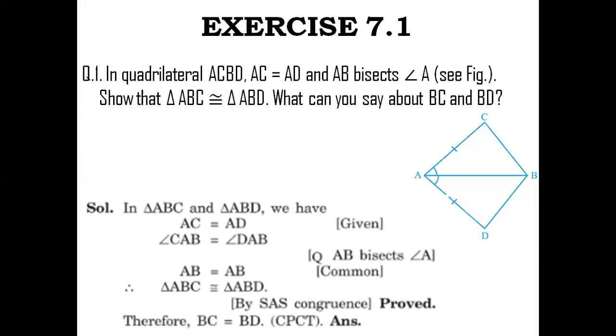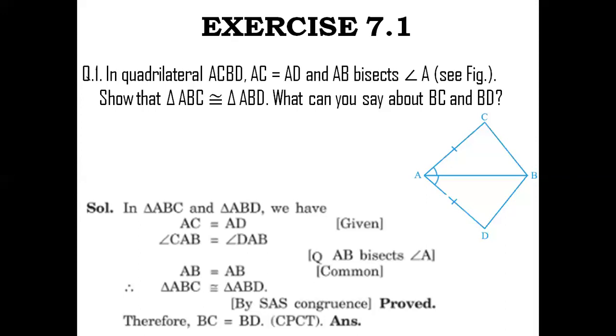Now, if triangle ABC is congruent to triangle ABD, I can also conclude that the corresponding parts are equal. Now, what have been asked to say about in the question? Say about BC and BD. Now, if you could see, I have written triangle ABC is congruent to triangle ABD. In that triangle, I can say that BC of triangle ABC is equal to BD of triangle ABD. The reason is CPCT, that is corresponding parts of congruent triangles are equal. I hope the solution to the first question is clear to you all.